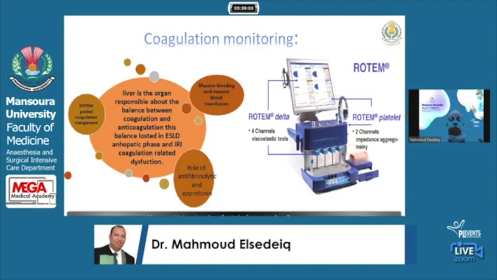The role of antifibrinolytics. Hyperfibrinolysis may occur post-reperfusion, so we use ROTEM as a guide for us to use antifibrinolytics. Some centers use aprotinin for protection from ischemia reperfusion injury and to decrease the use of blood products, but in our center we don't use aprotinin.